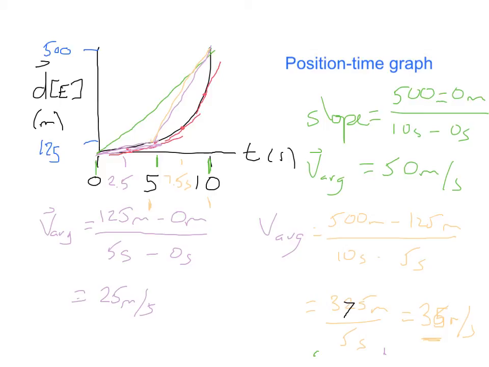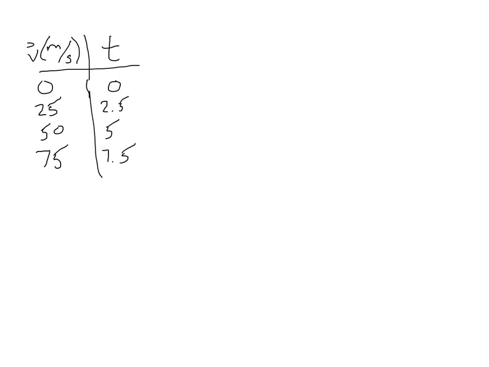375 divided by 5 is going to give us an answer of 75 meters per second. And once again, if you recall, that was at the 7.5 seconds here. So here are all the data points that I've got so far. 0, 0 at 2.5 seconds. So time here, of course, remains in seconds. I've got a velocity of 25 meters per second. At 5 seconds, I've got 50, and so on and so forth.